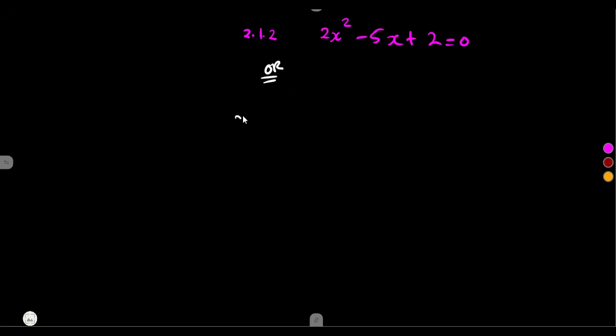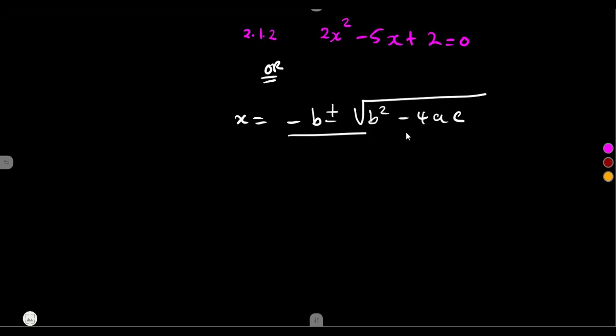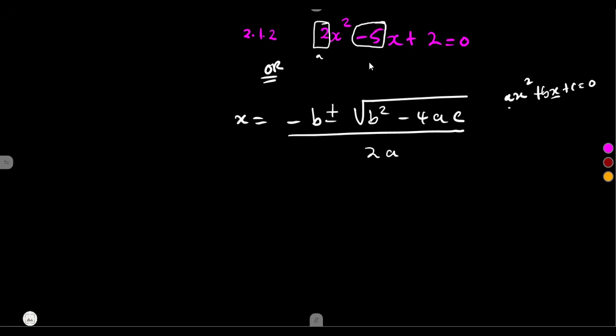So remember your formula, x is equal to what? -b plus or minus the square root of b squared minus 4ac, everything over 2a, from our quadratic equation, which is of the format ax squared plus bx plus c is equal to 0. So a is the coefficient of what? X squared. B is the coefficient of what? The coefficient of x. And c is the constant, as we can see from our equation.